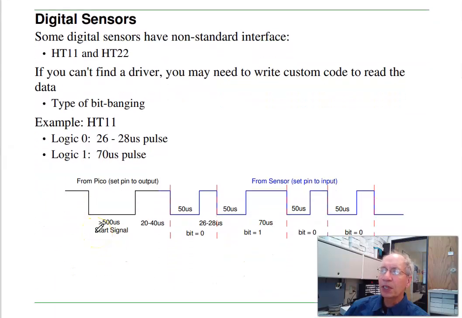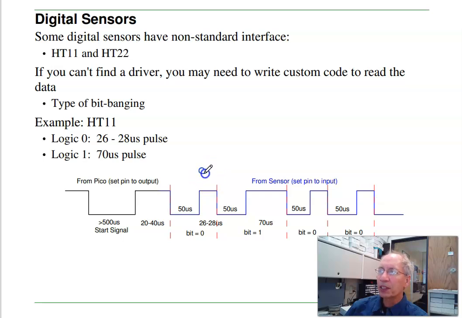Sometimes the sensors have a non-standard interface, like the DHT11, DHT22. For these sensors, they just have a single wire interface, and the data is sent as ones and zeros. The encoding is a 0 is a pulse that's 26 to 28 microseconds. A 1 is a pulse that's 70 microseconds. So by measuring the pulse width, I can tell whether the data is a 1 or a 0.